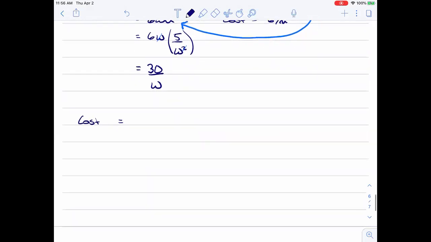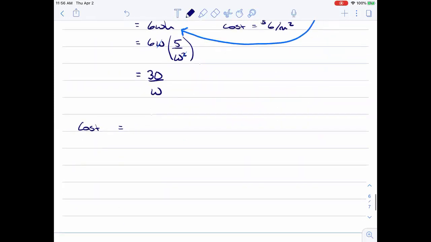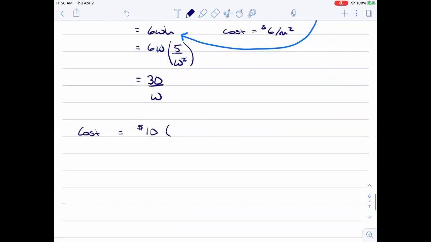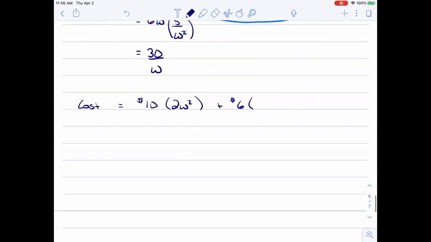The cost is one base at $10 per meter squared, so at $10, I need 2w squared. And then at $6, I'm going to need the sides, which I've already computed and worked out to be 30 over w. 6 times 30 over w.